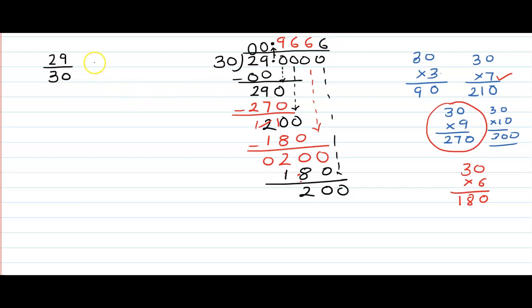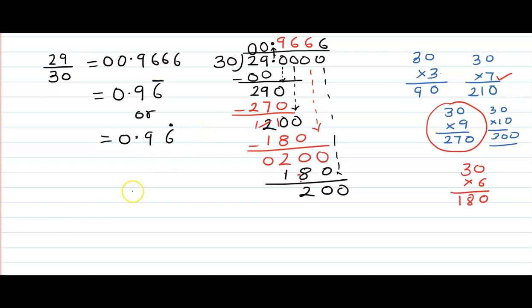So if you see, you keep getting 6 repeated here, so 0.9666. This you can write down. No need to write all the zeros, you can just put 0.96. Either you can put a line on top of 6, which means 6 is recurring, or you can say it is 0.96 and put a dot here. So it means 6 is repeating.